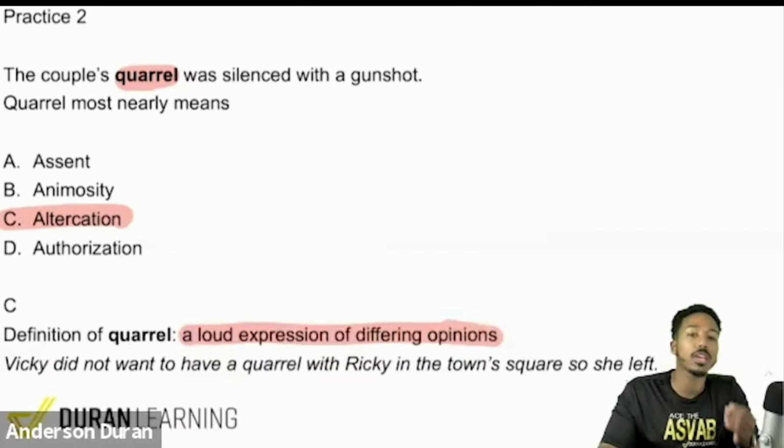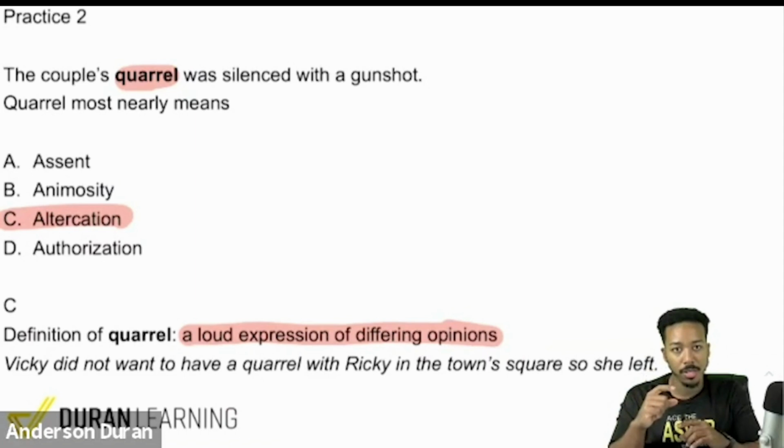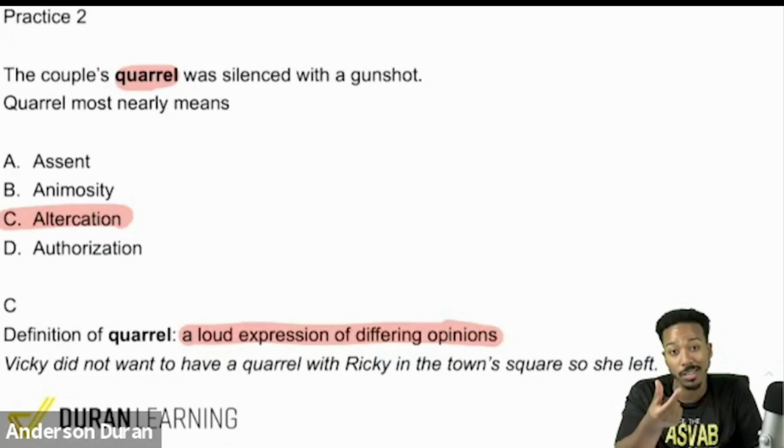But what they will not do is put, say, angry most nearly means, and then put both mad and agitated. They won't do that at all either. I'm trying to think of a word that has a double meaning right now, and there's like a million of them. I can't think of it, but just trust that they won't do it. If that word has a double meaning and one of the meanings fits exactly in there, that's the answer. Full stop.